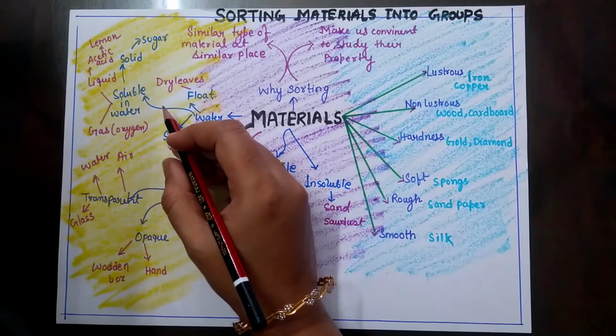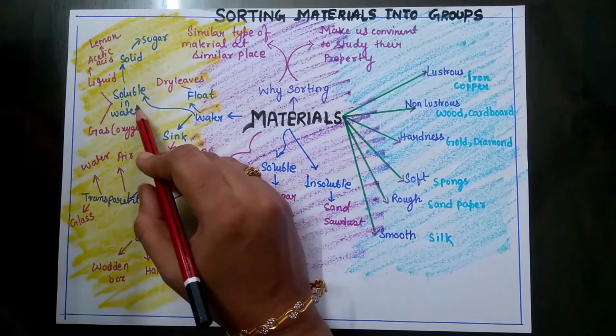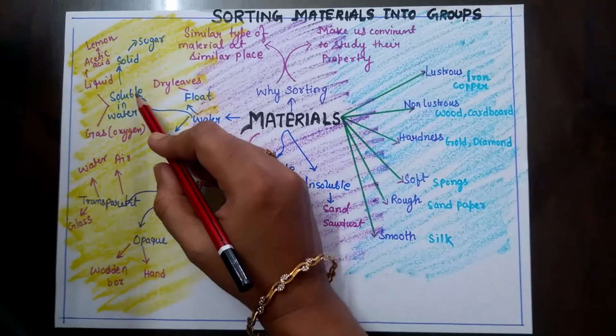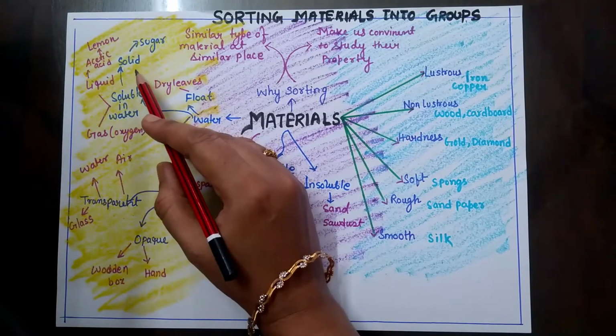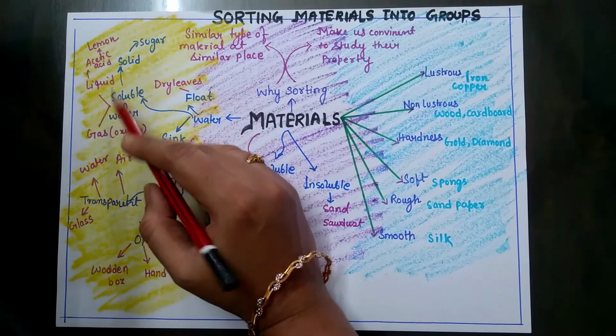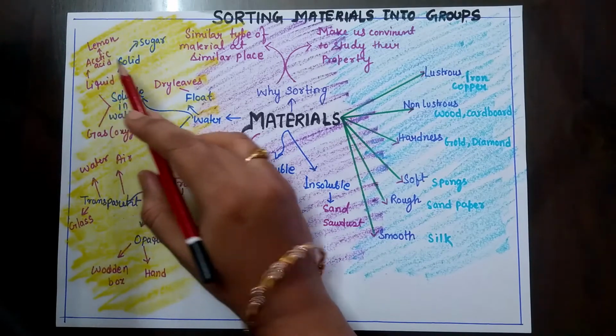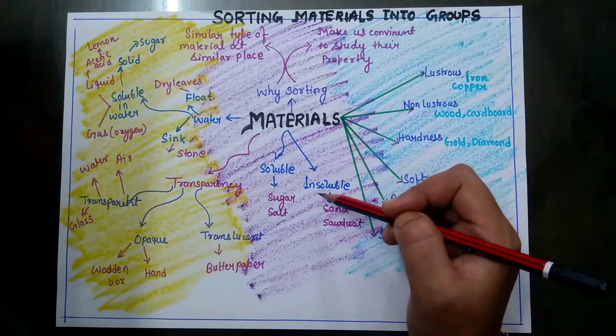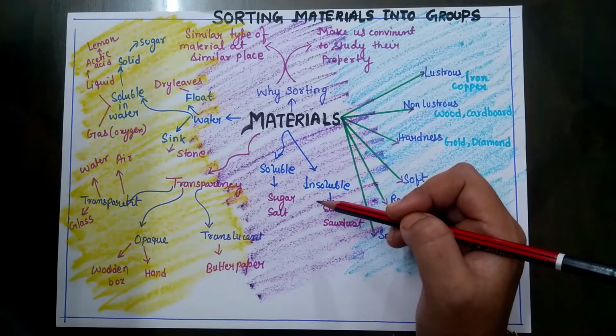Next we have solubility. Based on solubility, materials can be soluble in water and insoluble in water. Soluble in water means salt, sugar, vinegar, juice, gas, acetic acid which is present in lemon. These are all soluble in water. And insoluble means the sand, the sawdust, which are insoluble in water.